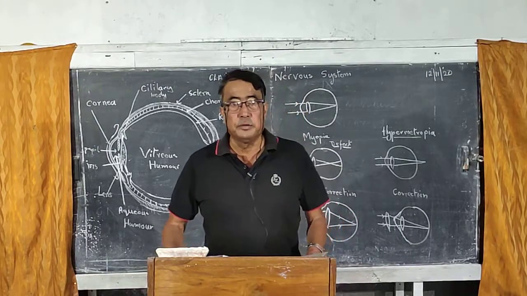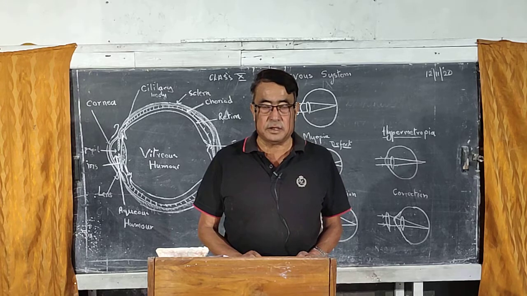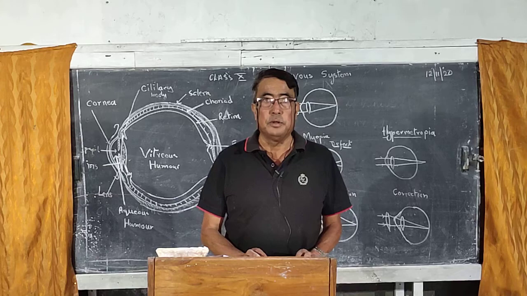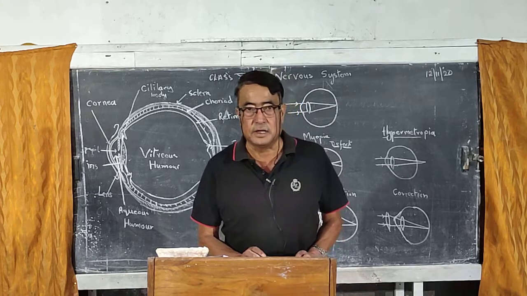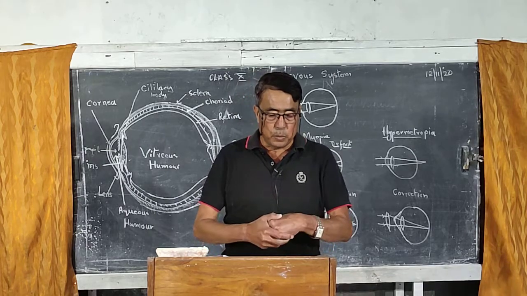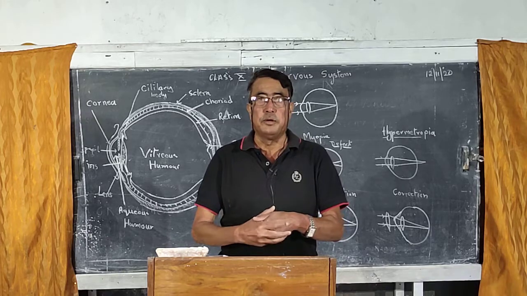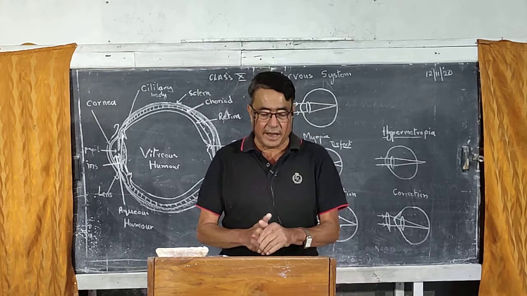Okay, good morning students. Last class we did the nervous system, and the nervous system is divided into the central nervous system and the peripheral nervous system. Last class we did the central nervous system, and today we'll do the peripheral nervous system and the structure of an eye.